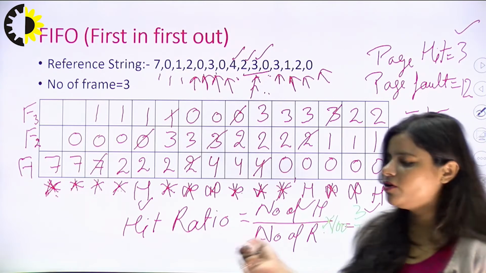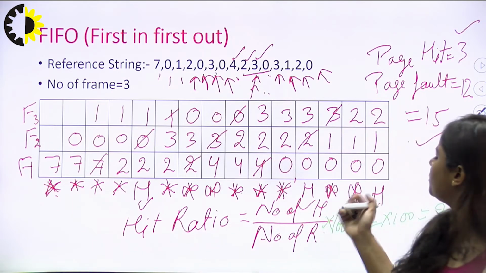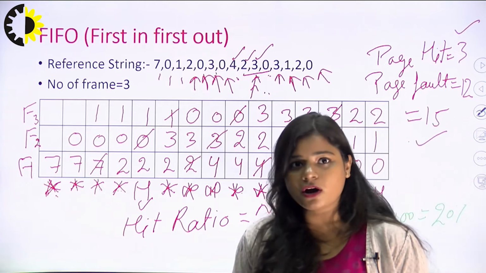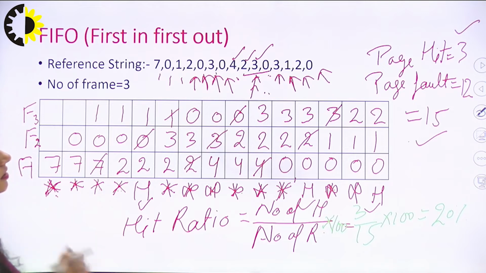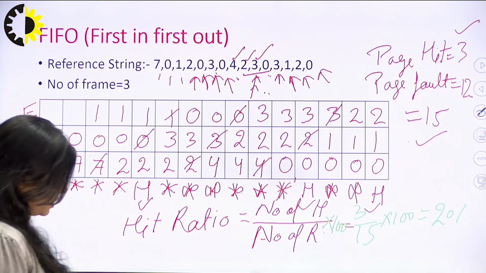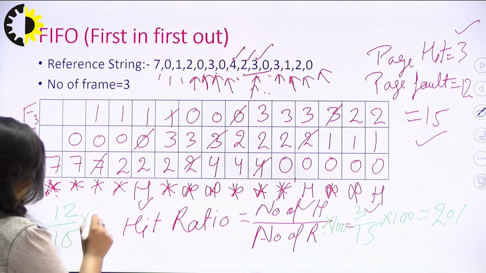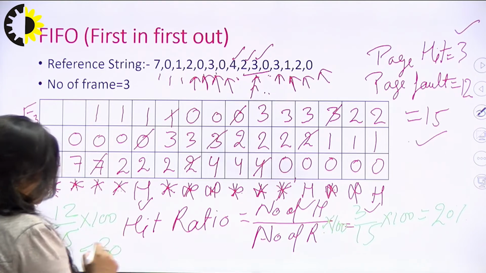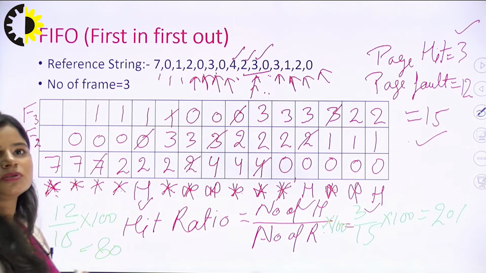Again we will find out using the number of page faults. So we will calculate the miss ratio. The formula for calculating miss ratio is number of page misses divided by number of references multiplied by 100. So 12 divided by 15 multiplied by 100. So we will get the answer as 80. So this is the complete solution of the FIFO algorithm using an example.